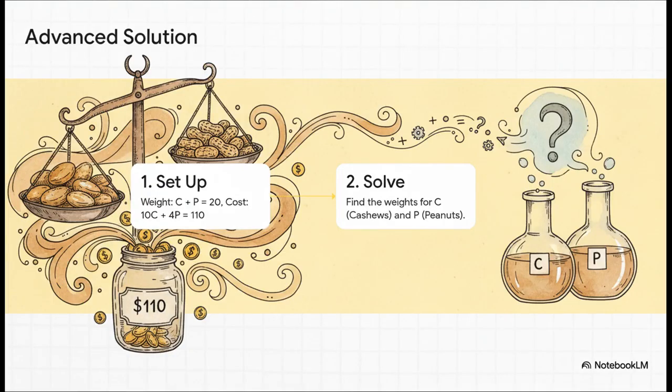And now that we have that number, setting this up is an absolute breeze. Our amount equation is all about the weight. Pounds of cashews, let's call it C, plus pounds of peanuts, P, equals 20 pounds total. Easy. Then the ingredient equation is all about the cost. $10 times our pounds of cashews, plus $4 times our pounds of peanuts, equals that grand total of $110 we just figured out.